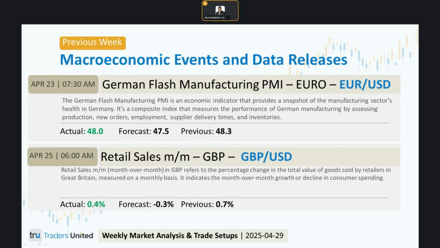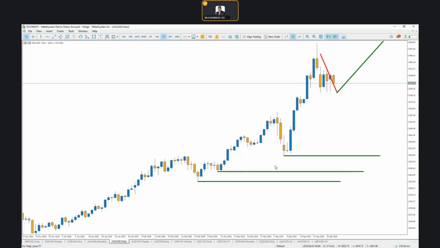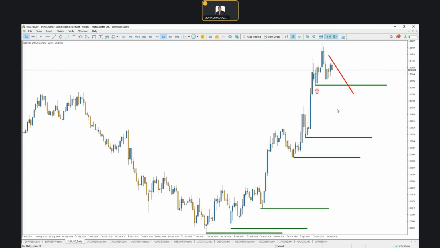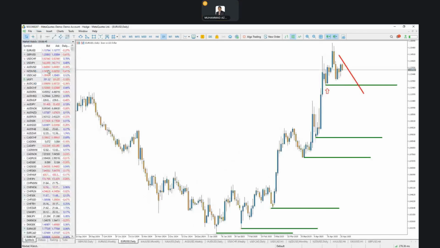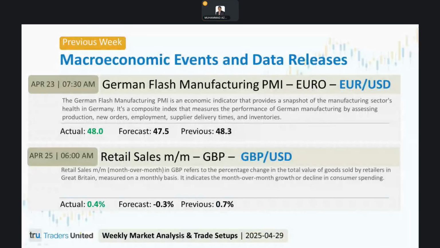The market reaction was that we got a EURUSD drop. Let me show you the chart of the EURUSD currency pair. Here's the chart of EURUSD, and right over here we got our data release, and we got the drop in price action of the EURUSD currency pair over here. Despite the slightly better than expected PMI result, EURUSD moved lower following the release.